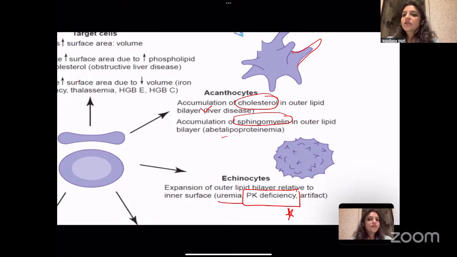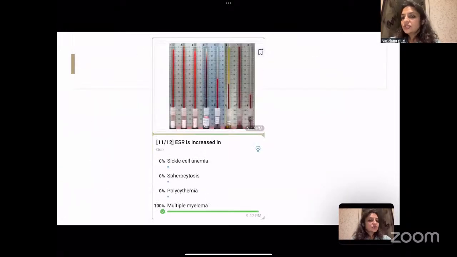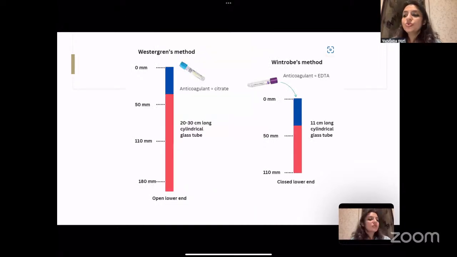Okay. Now, coming to the next question. This was a simple question on ESR. ESR is increased in which of the following conditions? ESR is a very simple lab-based second year question, which everybody in the second year should know. Whenever we are talking about ESR, first you should remember, we can do it by two methods, Westergren and Wintrobe. And as I've already told you, Wintrobe ends with E.